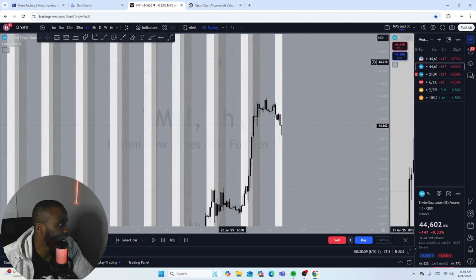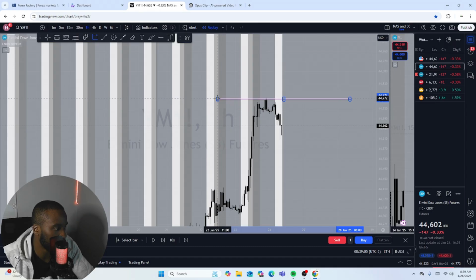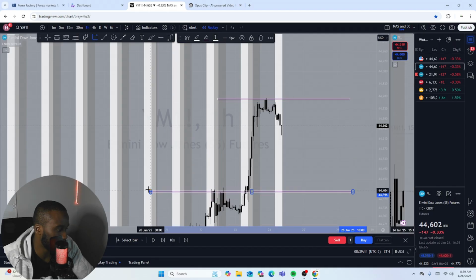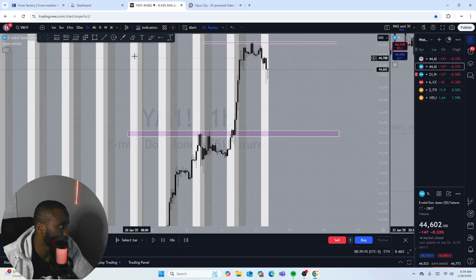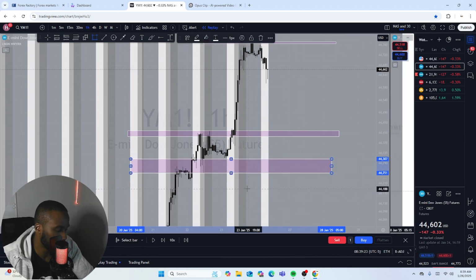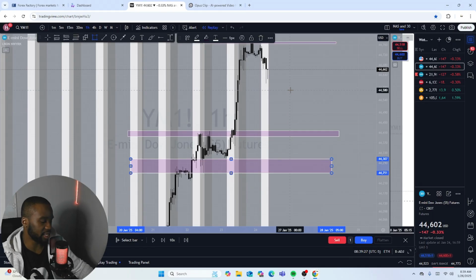So we created a high right here on the 1 hour time frame. Boom. This is the highest point. I will call this the low right here. This was a previous high before that one. And this was a low. So this is the 24th. Let's see if I see anything else.